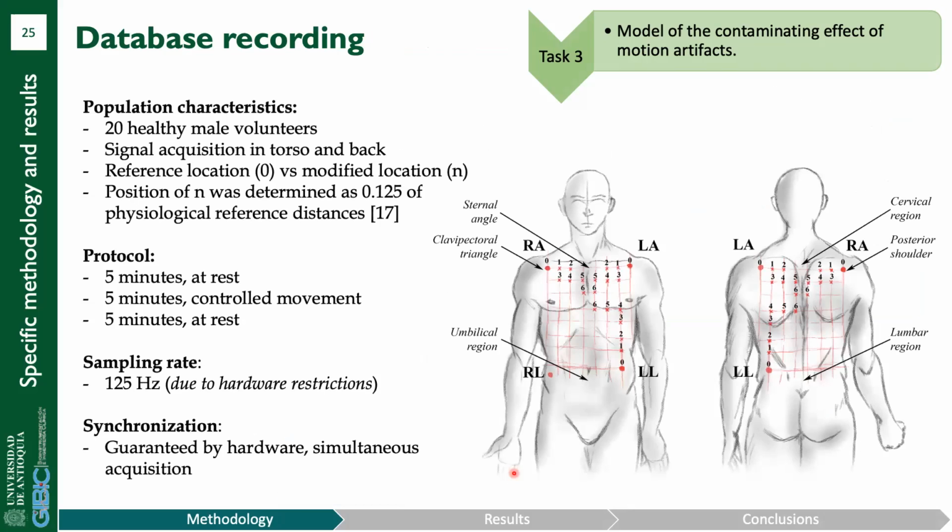The database used in this part of the thesis was composed of signals from 20 healthy male volunteers. The signal acquisition was made on the torso and on the back of the volunteer. We use a methodology where we put the reference electrodes in the location recommended for the Mason-Likar method, and we acquire the signal modifying the position of the electrodes in the body, in the chest and in the back, at the points that I show in the figure. We acquire the signal following the same protocol that we proposed to the ethics committee: 5 minutes at rest, 5 minutes performing controlled movement, and 5 minutes at rest again. And we guarantee the synchronization of the acquisition of the signal.